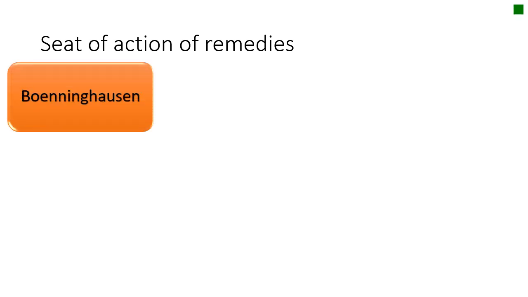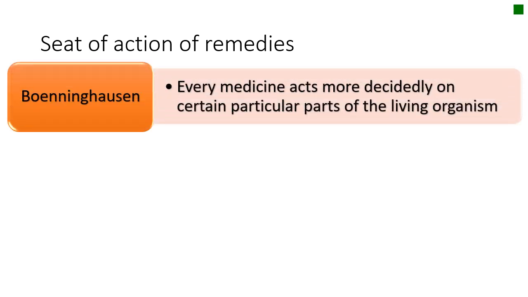Let me first emphasize that many classical practitioners, teachers and masters have always emphasized that the selected remedy's seat of action must correspond with the complaints of the patient. Here's what Bonninghausen has to say. Every medicine acts more decidedly on certain particular parts of the living organism. So what Bonninghausen is telling us, every remedy has got some particular affinity for an organ or a tissue.